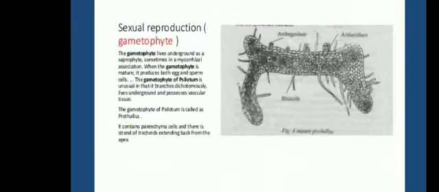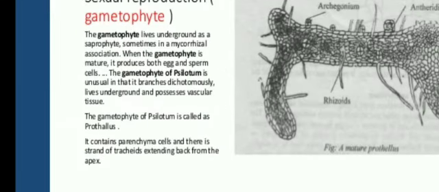Sexual reproduction. The gametophyte lives underground, like the sporophyte, sometimes in mycorrhizal association. The spore is the first cell of the gametophyte. Each spore is bilaterally symmetrical with an outer delicate and thin reticulate wall. The spore germinates after 4 months of liberation and develops into a gametophytic plant body. The gametophytic plant body is very small.